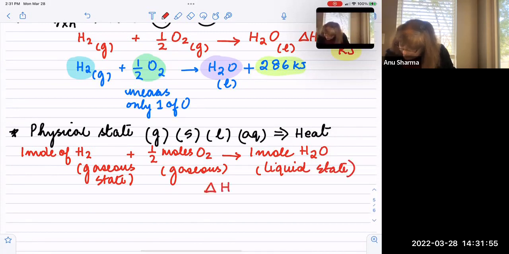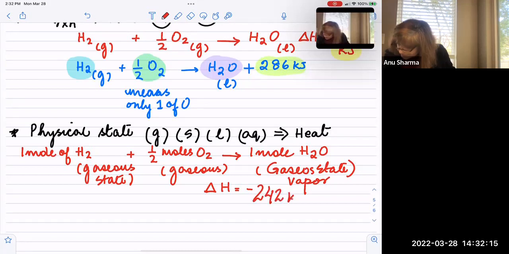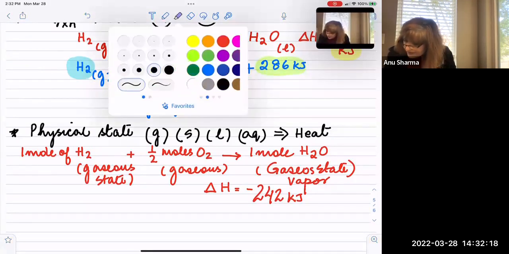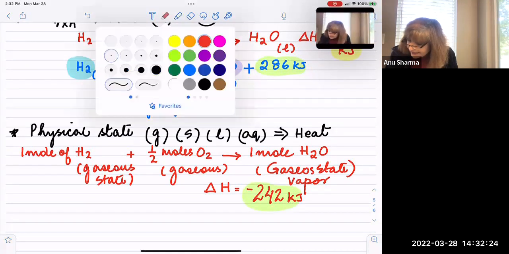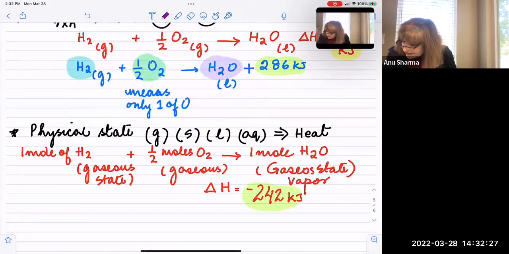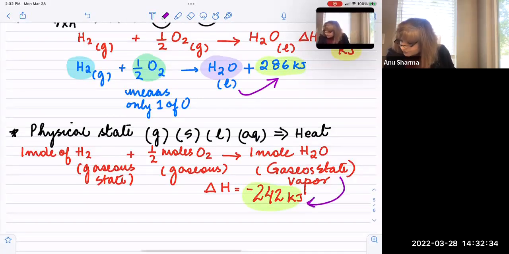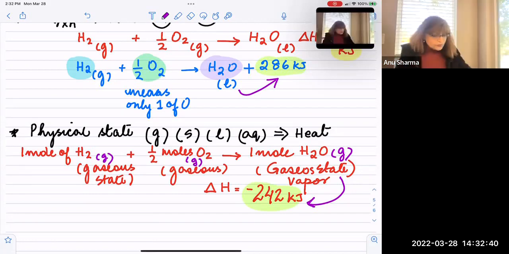If it is in the liquid state, then the heat associated with it is very specific, and that is negative 286. In a gaseous state, meaning the vaporized state, water vapors, it is negative 242 kilojoules. That is different from what you have seen on top. The top one was 286, so when water is in a liquid state the heat associated is 286, but in a gaseous state it is 242. So you will write this down as G. This is G. This is G. Okay, so these are the basic postulates.